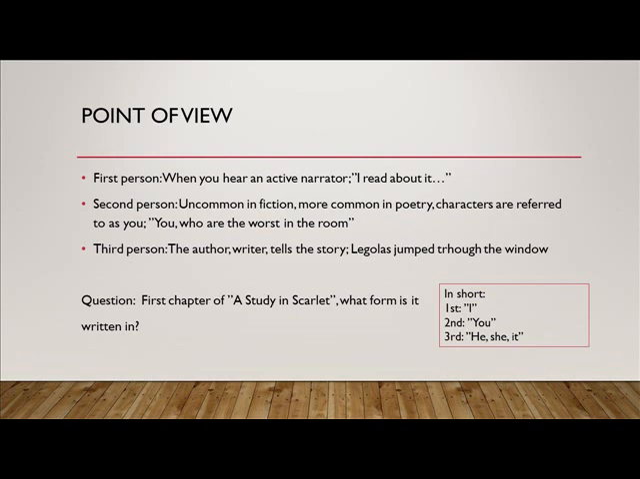But there's also the second person, which is quite uncommon in fiction and more common in poetry. Because characters are referred to as you. So when you read the story, it will always be a focus on you. Someone saying you. You who are the worst in the room. You grew up on the streets of London. It's like someone's telling a story about you, yourself.